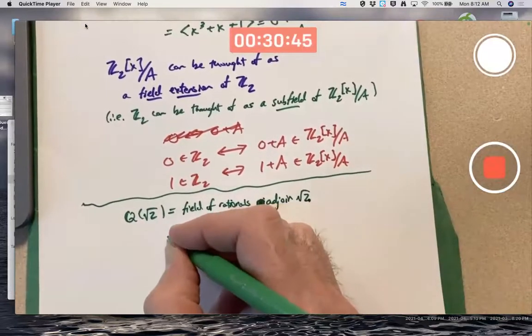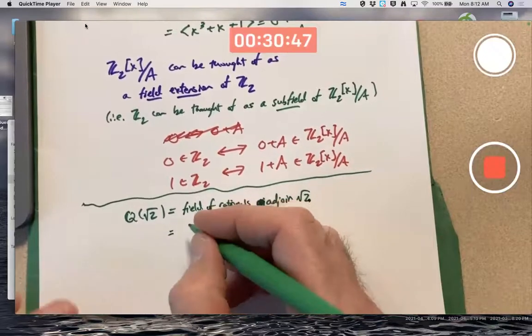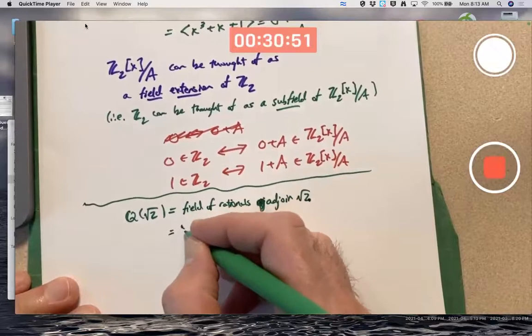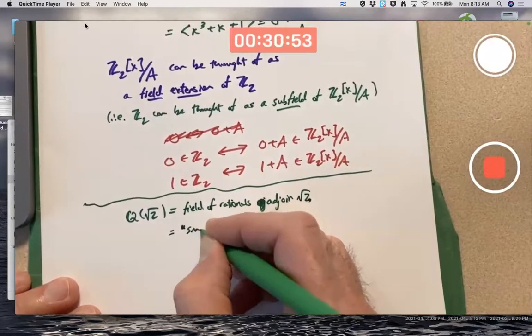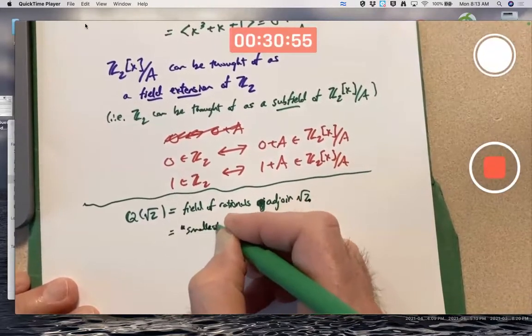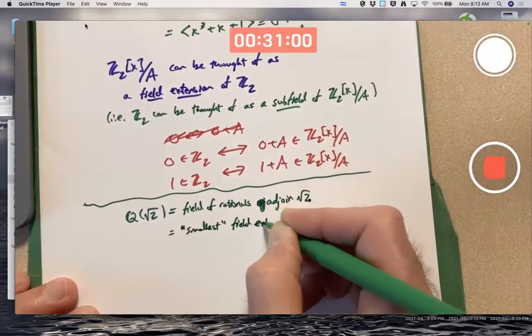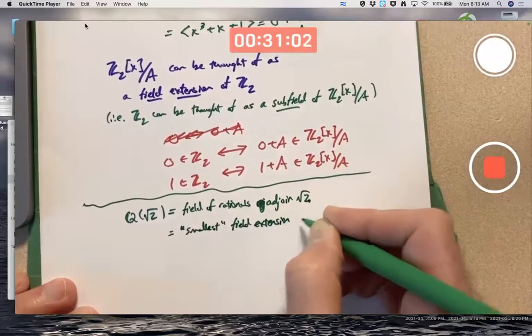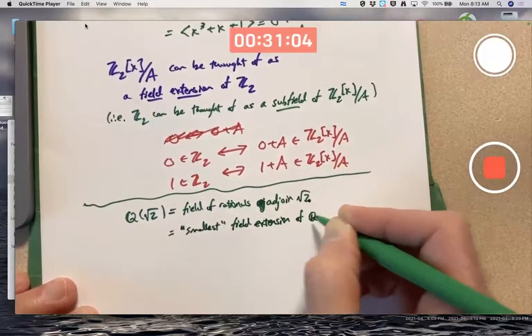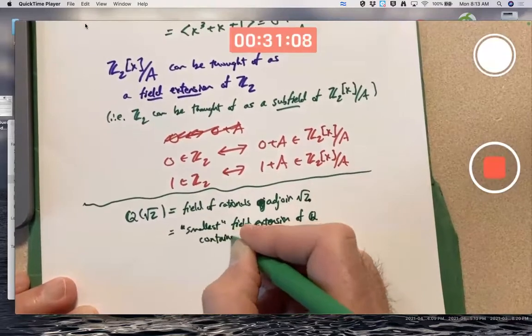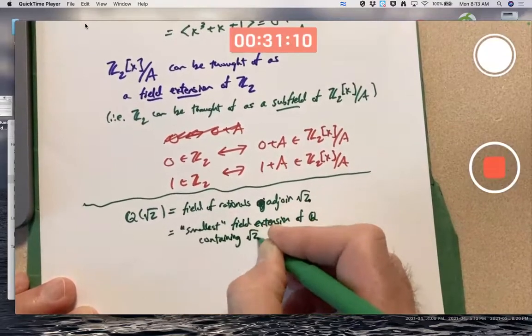By definition, it is the, quote unquote, smallest field extension of Q containing square root of 2.